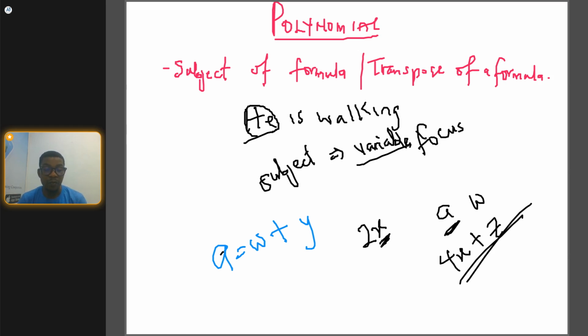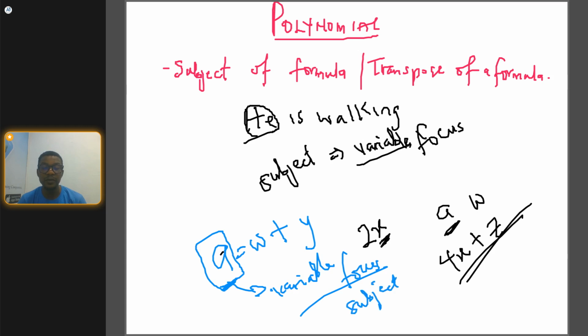So here, before the equal sign, what do we have? A. So which implies that A is what? The variable of what? Focus. Also known as what? Subject of the formula. I believe you get that, Jane.